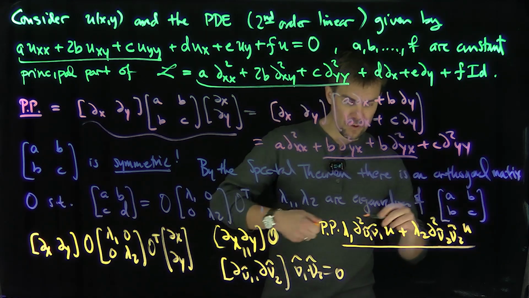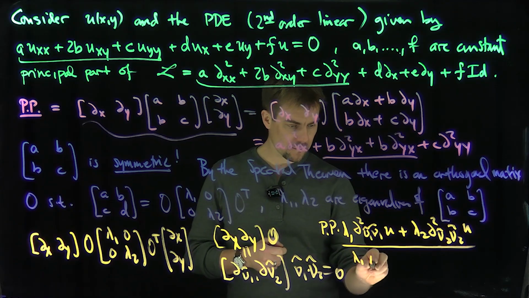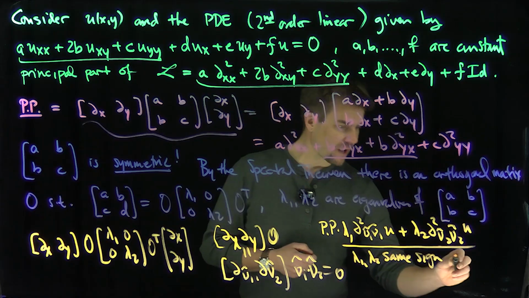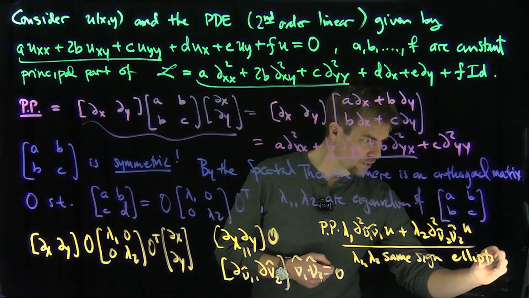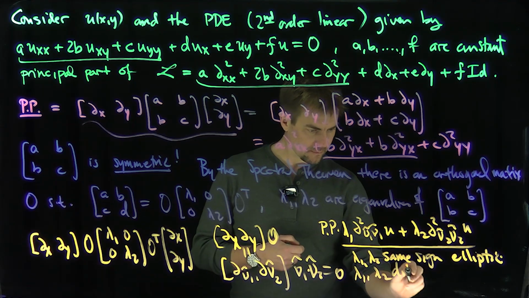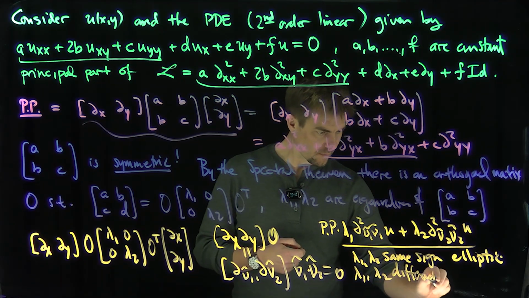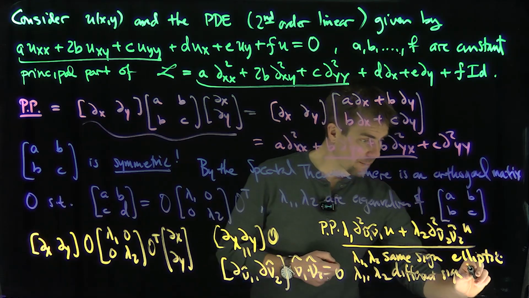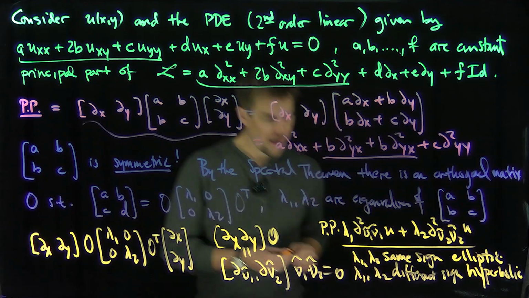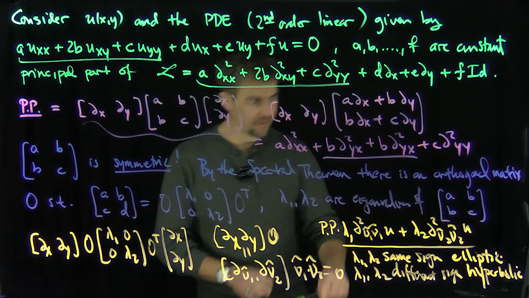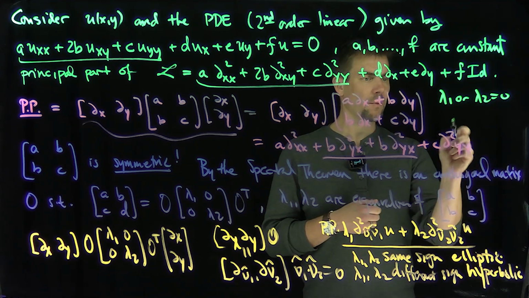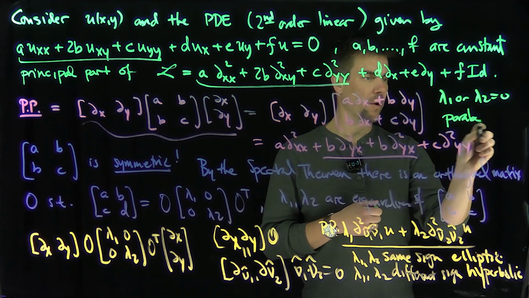So if lambda 1 and lambda 2 have the same sign, then the problem is elliptic, like the Laplace equation. If they have different signs, then you're hyperbolic, like the wave equation. And if either lambda 1 or lambda 2 is equal to 0, then the problem is parabolic, like the heat equation, right?